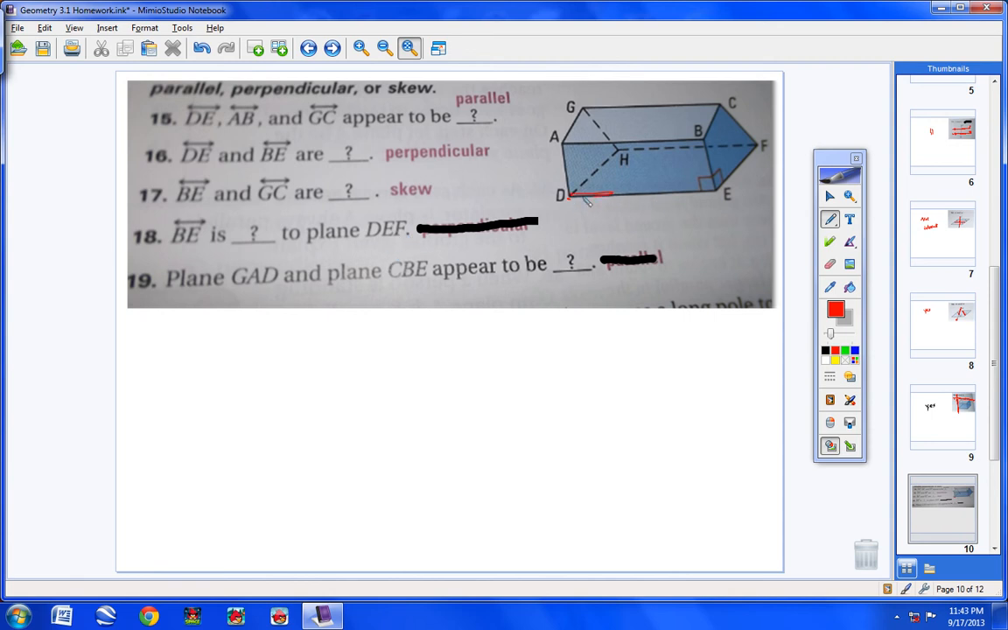Well, first of all, I'm going to highlight DEF. So here's D. Here's plane DEF. There's the whole plane right there. BE is blank. Well, here it is right here. Look at that. BE is what to the plane? It's perpendicular. Look, there's a right angle right there. BE is perpendicular to the plane DEF. So perpendicular.